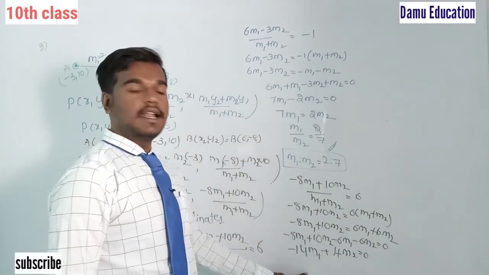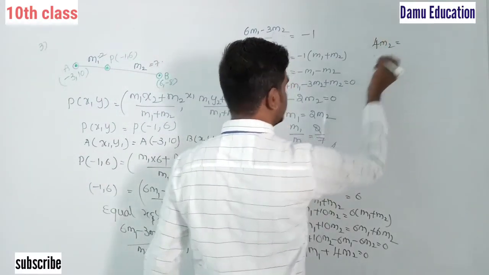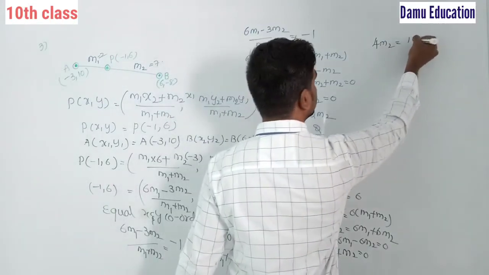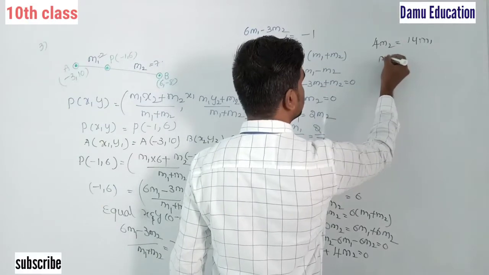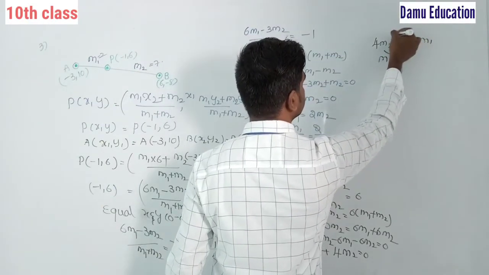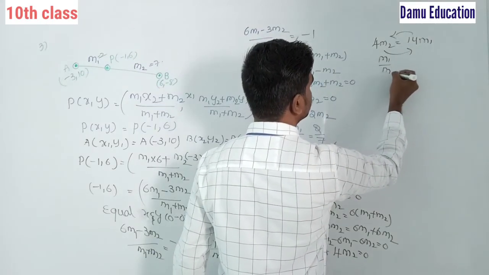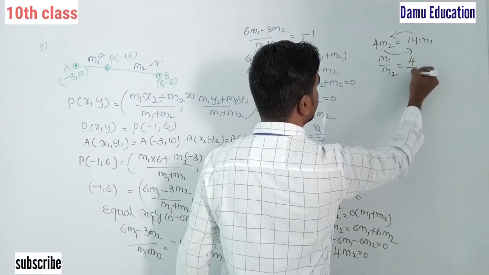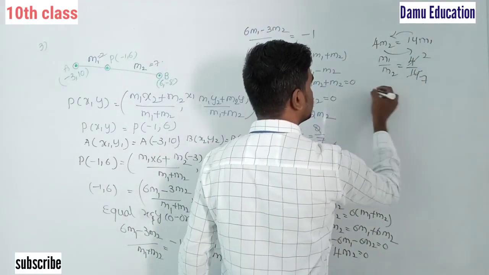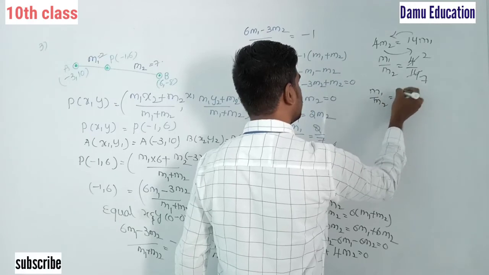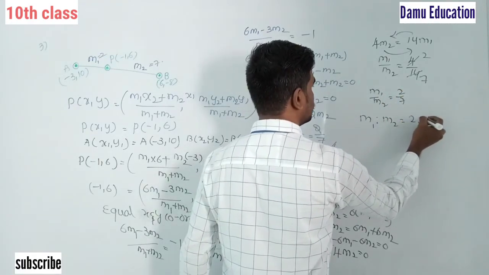Then let's shift this to the right side. So 4 m2 will be equal to 14 m1. So m1 by m2 will be equal to 4 by 14. Two 2s are 4, two 7s are 14. So m1 by m2 will be equal to 2 by 7. Then m1 is to m2 will be equal to 2 is to 7.